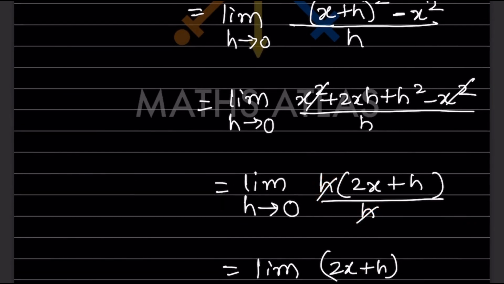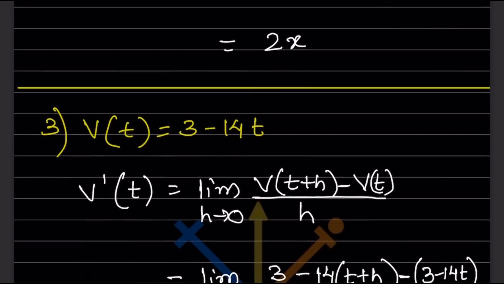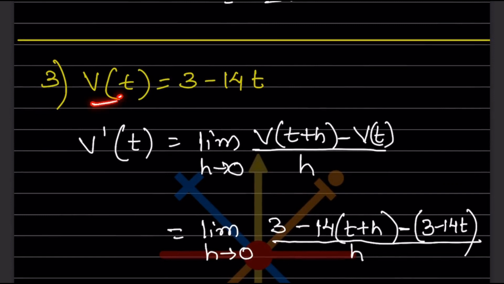So now limit h tends to 0, 2x plus h. So now this is going to be 0. And what remains is just 2x. So this is the answer. So we can also write here vt. We can use any letter.